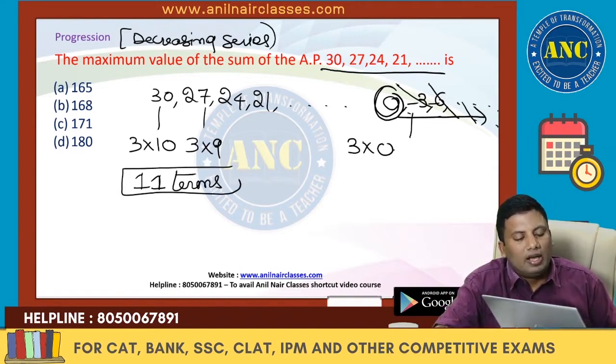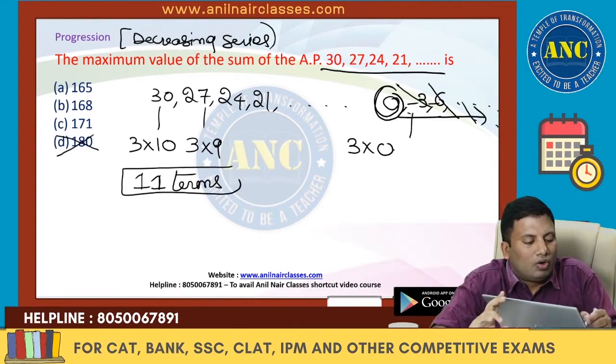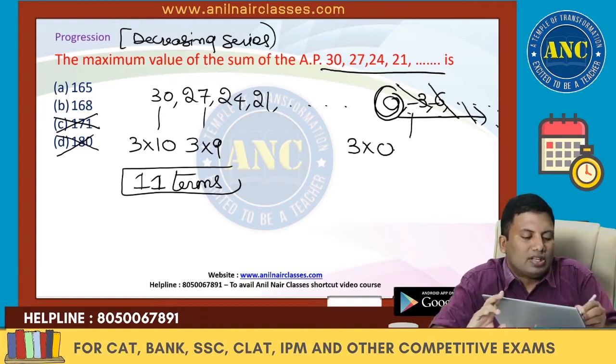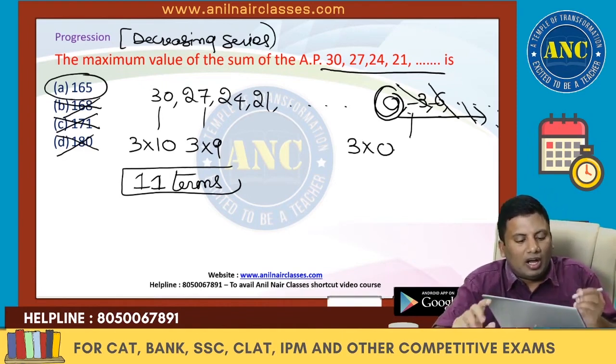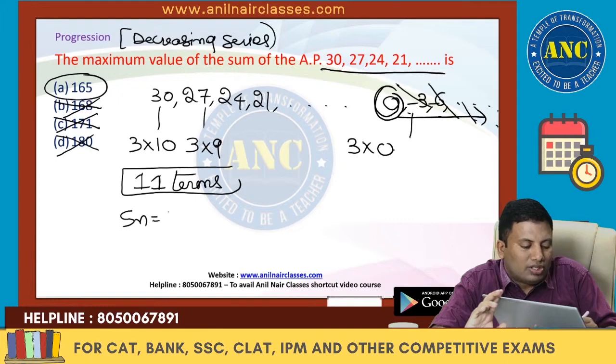Answer should be a multiple of 11. Sum of the odd places minus sum of the even places. Answer is 165.